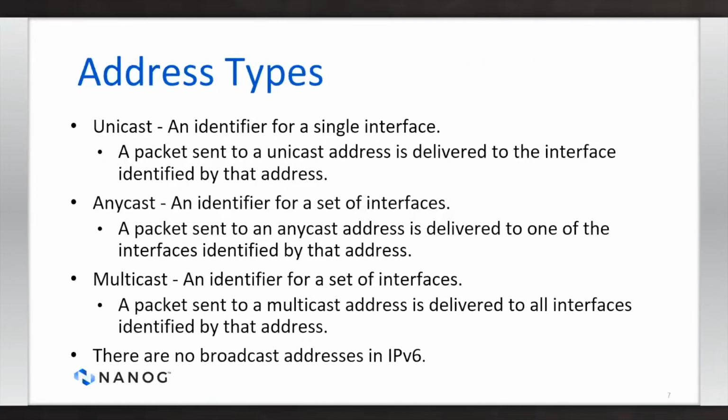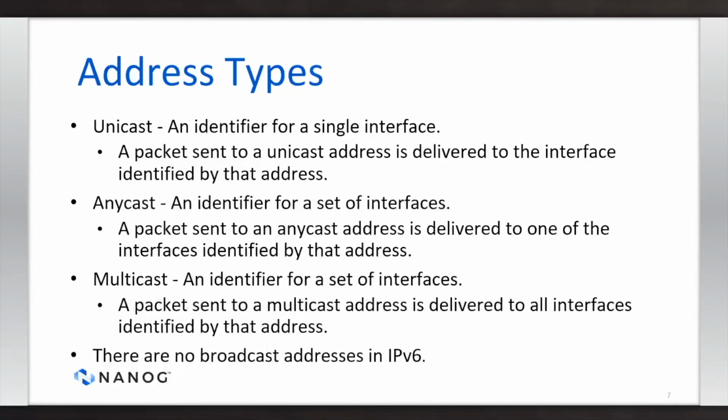So now that we've talked about these big tongue twisters of addresses, let's talk a little bit about IPv6 address types. We have unicast, anycast, and multicast. A unicast address identifies a single interface. And when a packet is sent to a unicast address, it's delivered to the interface identified by that address. An anycast address identifies a set of interfaces. And when a packet is sent to an anycast address, it's delivered to one of those interfaces, but only one of them. Generally, it's delivered to the interface that is closest as defined by a routing protocol.